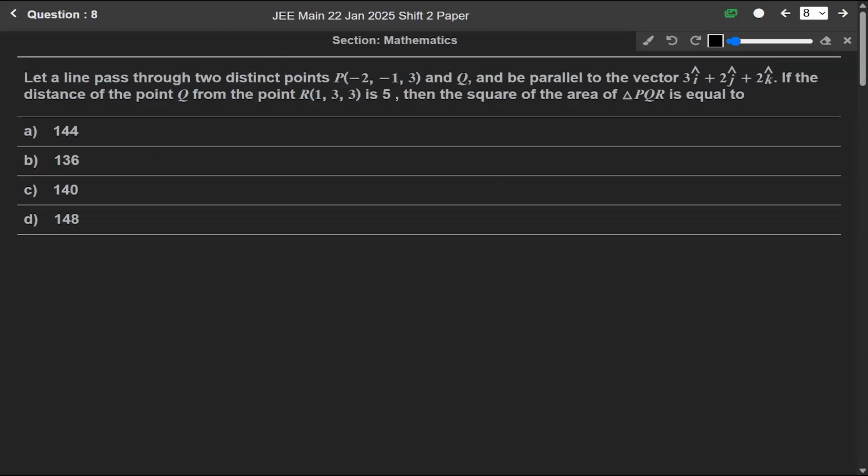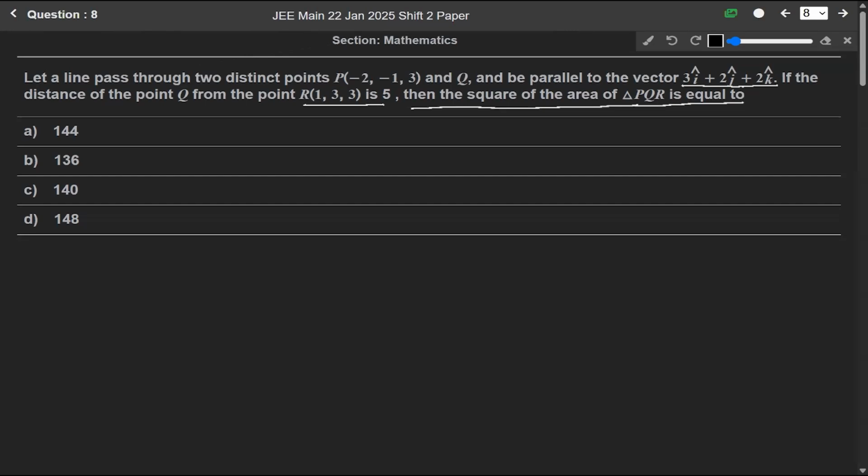Now question number 8. Let a line pass through two distinct points P(minus 2, minus 1, 3) and Q and be parallel to the vector 3 i cap plus 2 j cap plus 2 k cap. If the distance of the point Q from the point R(1, 3, 3) is 5, then the square of the area of triangle PQR is equal to.